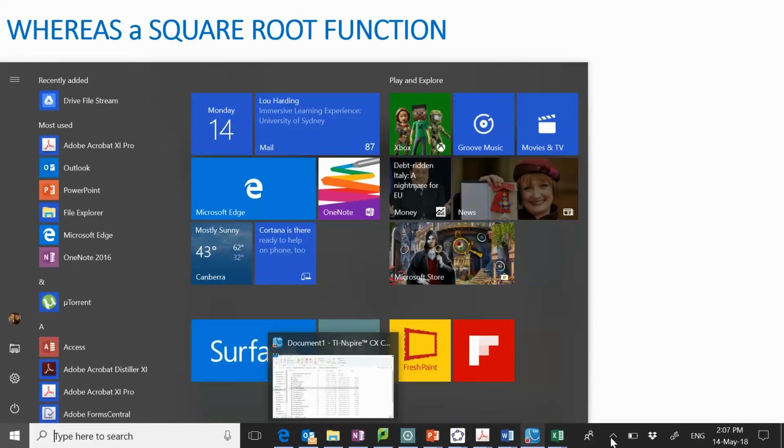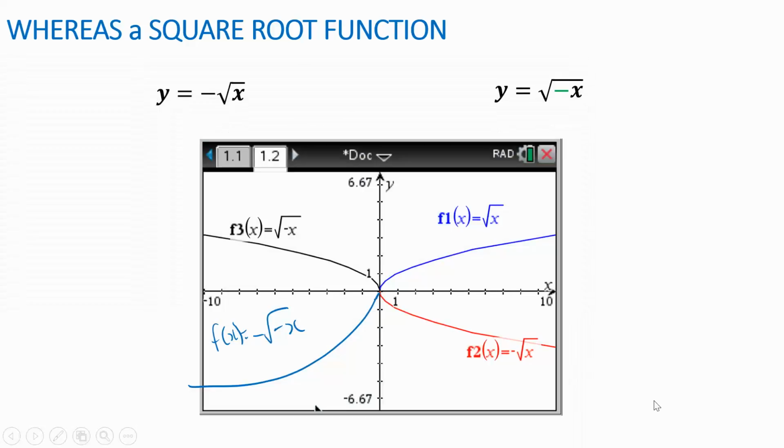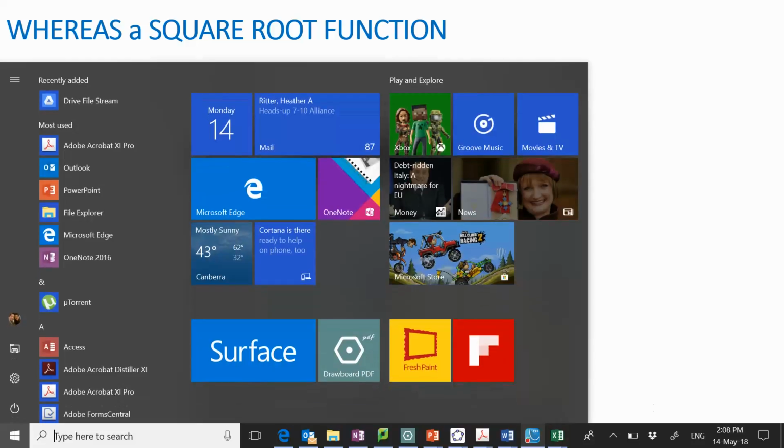Do they touch the origin? Yep, they all touch the origin. It'll be 0, 0. Fantastic. Because when x equals 0, square root of 0 is 0 as well. All right, here we go.